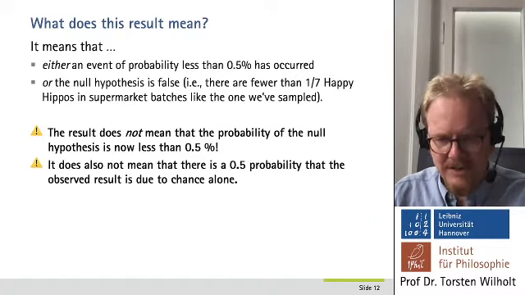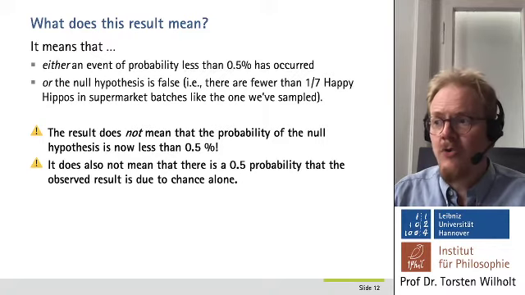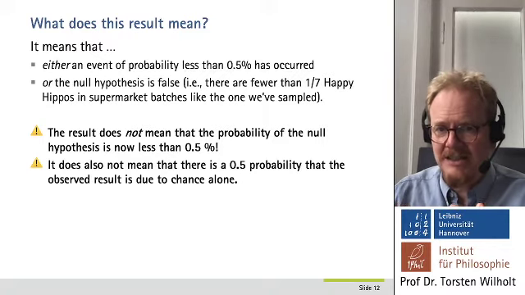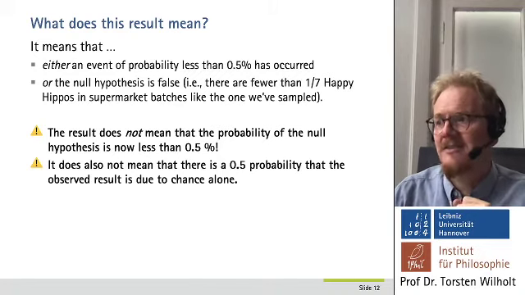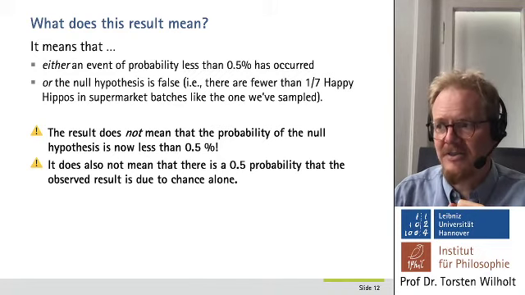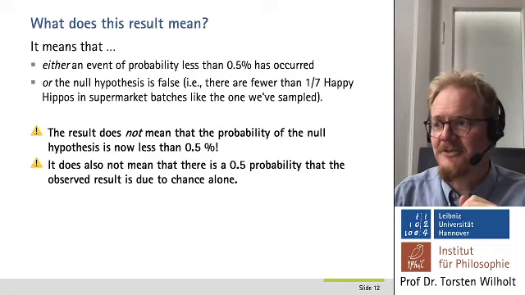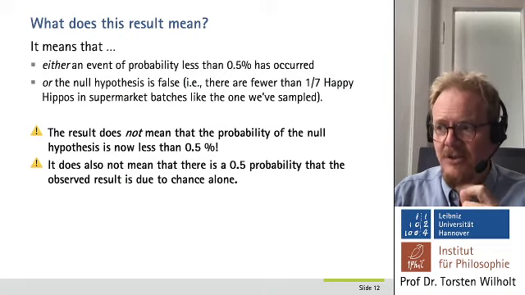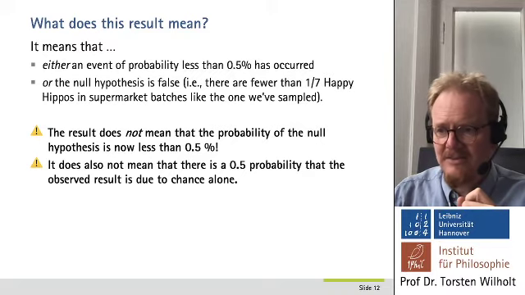And more importantly, I can't emphasize this strongly enough, it's the wrong kind of conditional probability. You're getting it the wrong way around if you think that this is now the probability of the hypothesis. This is the likelihood of the data in light of the hypothesis, and not the probability of the hypothesis in light of the evidence.